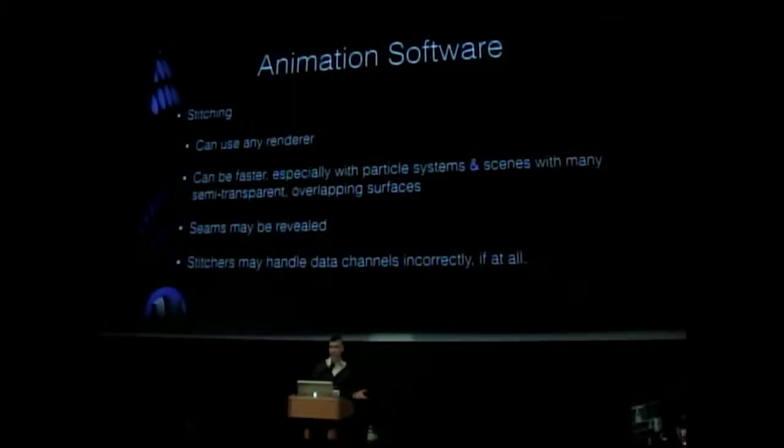The other approach is stitching. The advantage here is that you can use any renderer. It doesn't have to be a ray tracer. It doesn't have to have support for rendering to a fisheye format. It can be faster, and one example of that is if you have a lot of particle systems like facing particles or scenes with many semi-transparent overlapping surfaces, they still tend to give ray tracers a hard time. So they can be faster with the scanline type renderers. It's possible to reveal seams in the stitches, so you have to be wary of that. And the stitchers, at least the ones that I'm familiar with, don't really handle data channels very well, if they handle them at all.